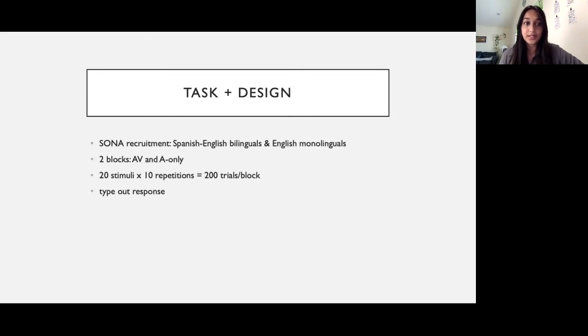So we've recruited students off of SONA. These are college students. We pre-screened to have Spanish English bilinguals and English monolinguals participate. This was an online study, and unfortunately, I would have preferred to have done this in person. There are two blocks, an audio-visual block and an auditory only block, which would be counterbalanced across all the participants. I had 20 stimuli, which I will discuss, with 10 repetitions for 200 trials per block. And participants were simply asked to type out what they heard.